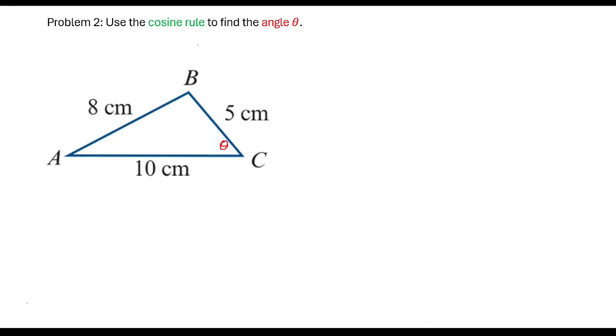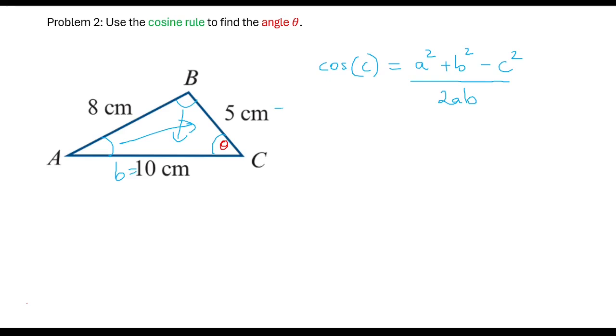Problem 2. Use the cosine rule to find the angle theta. So we can see that angle theta is angle C. So we can use a rearranged formula this time, which is cos C equals a squared plus b squared minus c squared all over 2ab. So in this case, our b is 10, our a is 5, and our c, the side length, is 8.